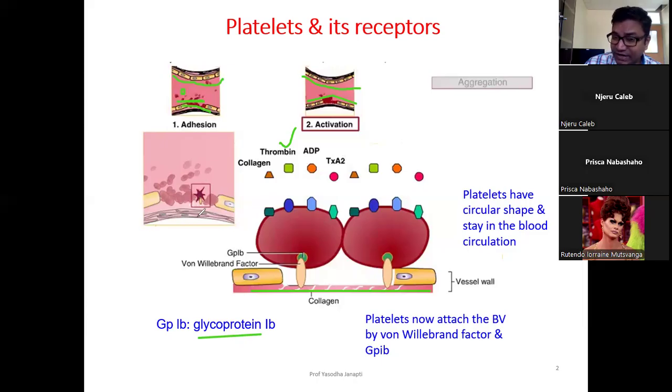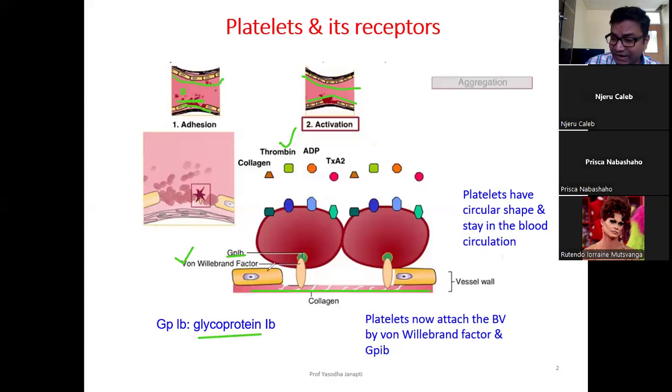So the first thing that happens is that it activates GP1b, glycoprotein 1b, which is present on the receptor, and when this is activated, it also activates Von Willebrand factor. Both of them, when they get activated, bind to the collagen, or endothelium, very fast.